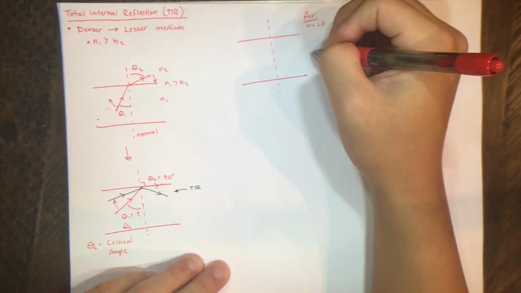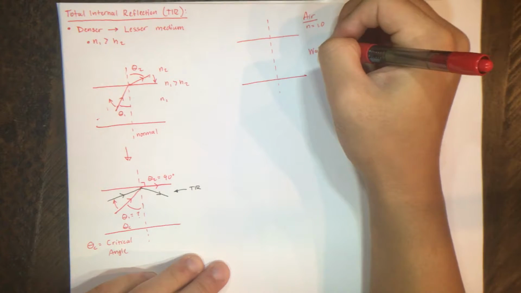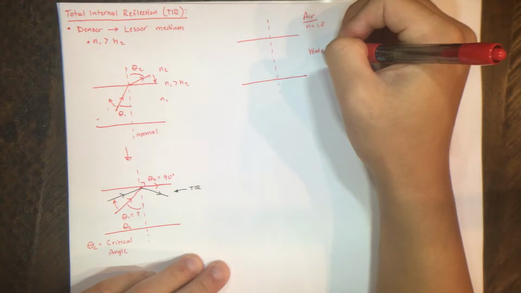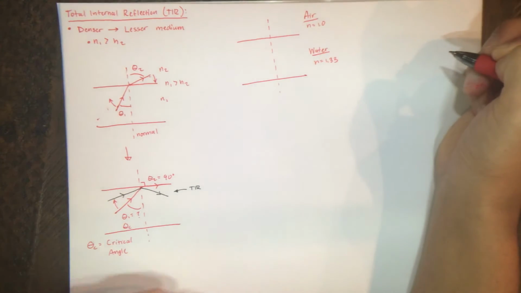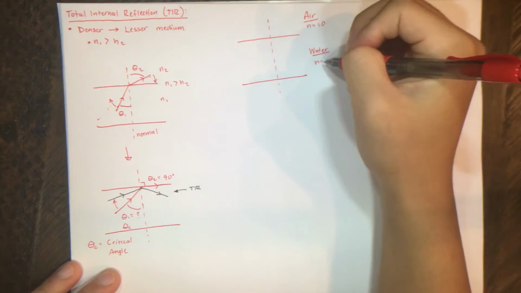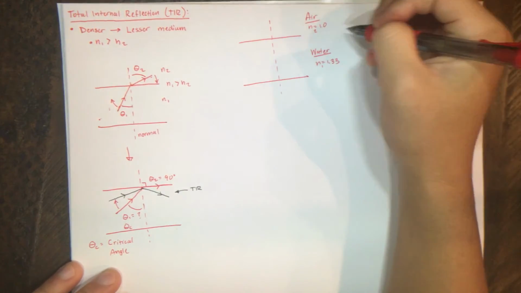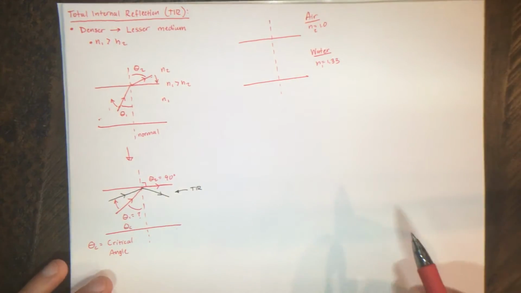And then this initial medium is, let's say, water, because I know the densities for both of those. Water: n is equal to 1.33. Okay? Let's see, we have those. And as we know, n1 is always greater than n2. Okay, that's a key component.